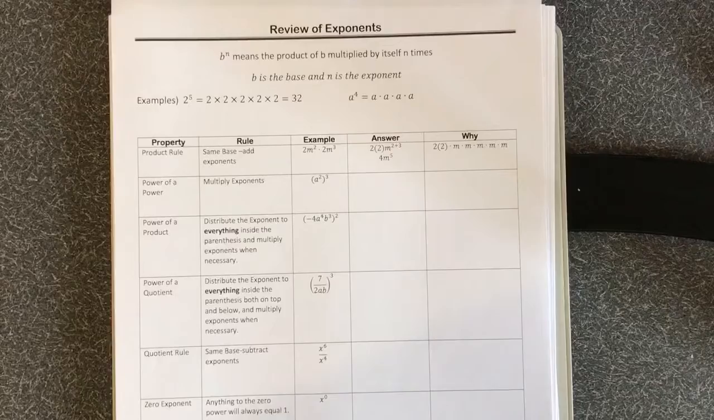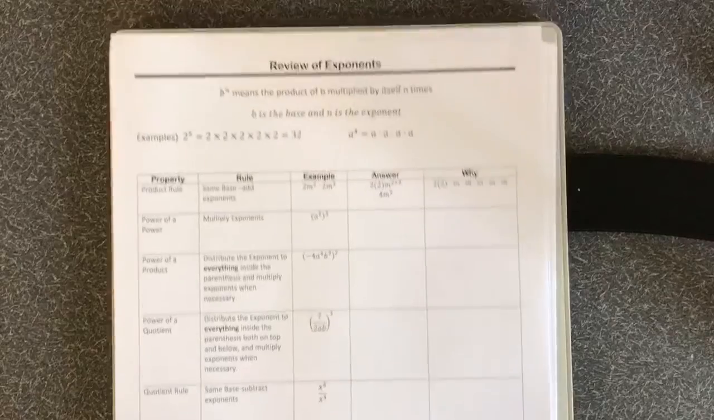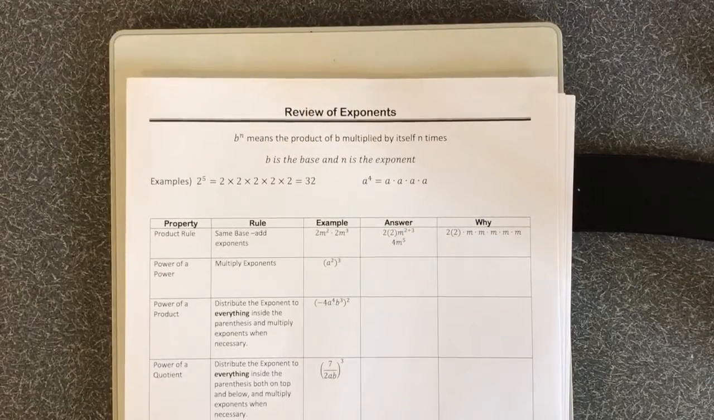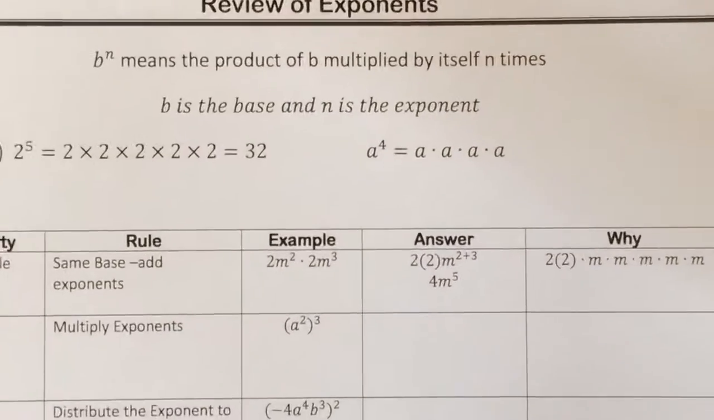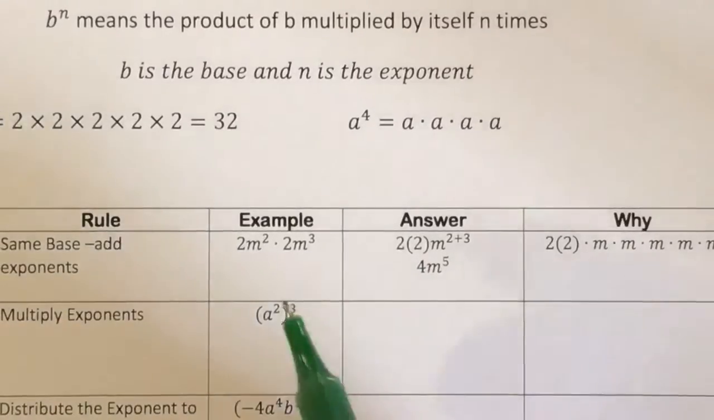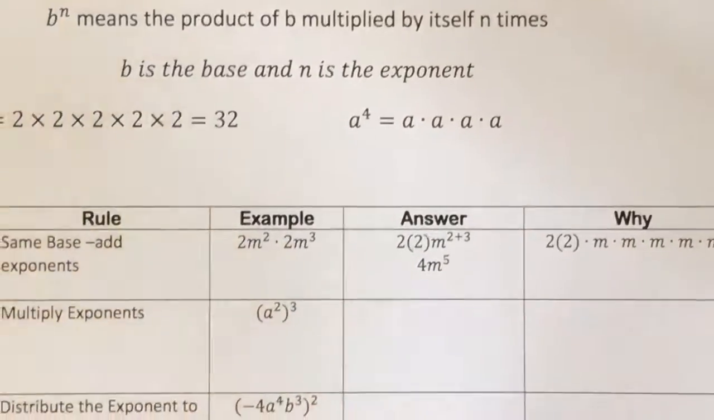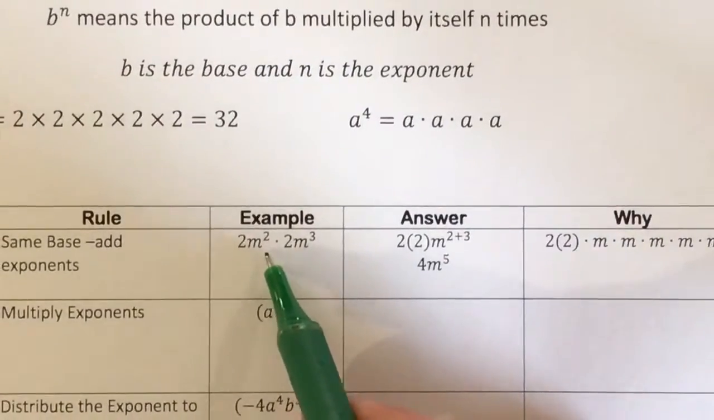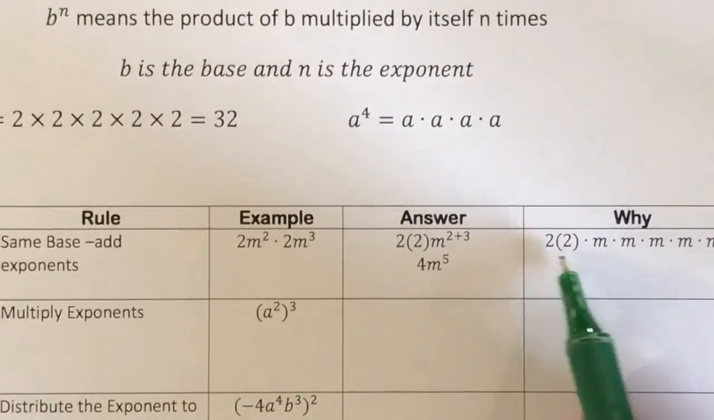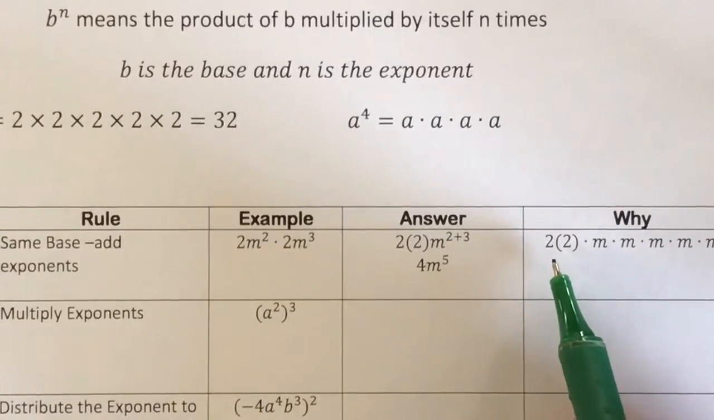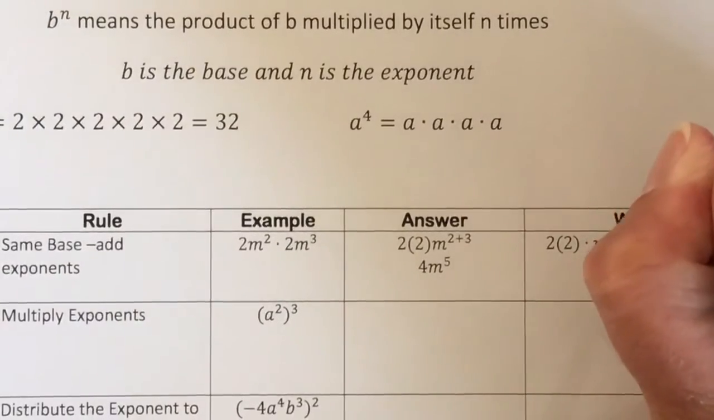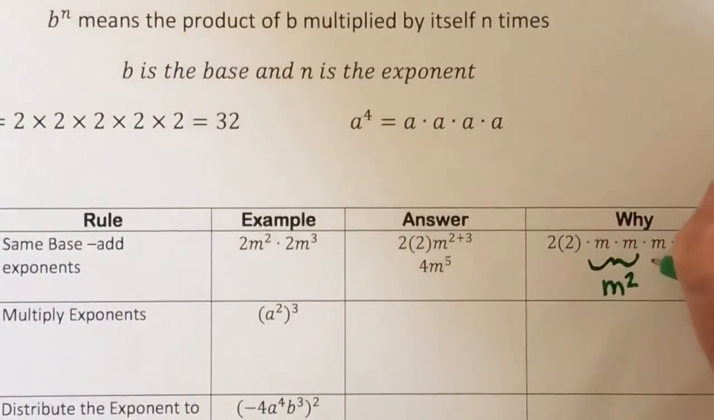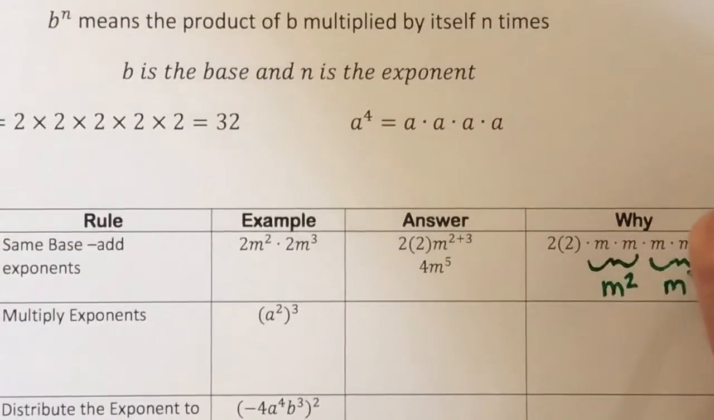So the first property was the product property, which says if you have the same base, you're supposed to add your exponents. So 2m squared times 2m to the third. Well, the first thing I want you to notice is you have 2 total bases here. Notice how you've got a base of a 2 and you have a base of an m. So I can actually use my commutative property and I can write my 2's together and call it 2 times 2. And then I can put my m's together. So here is the m squared. And this is the m to the third power.